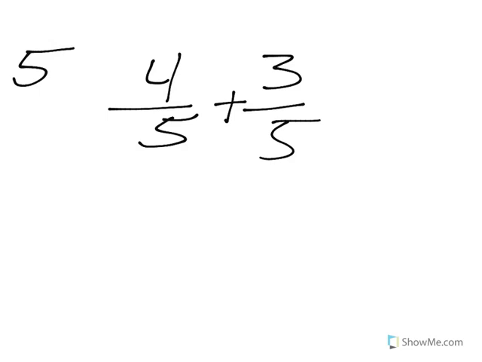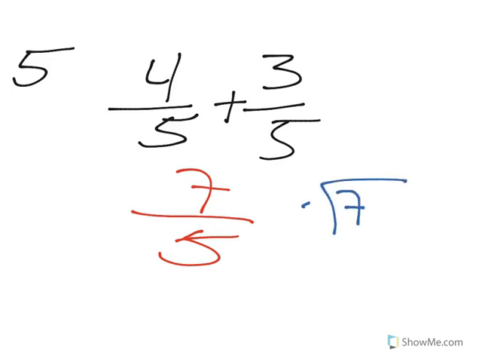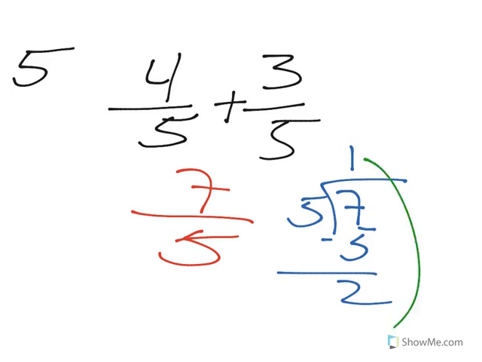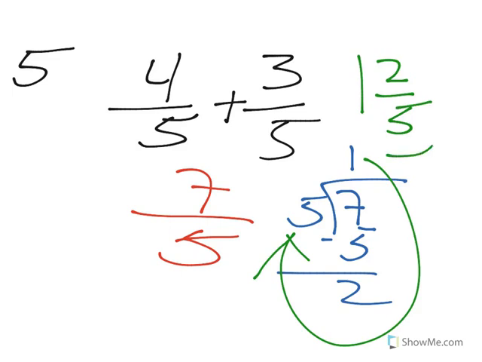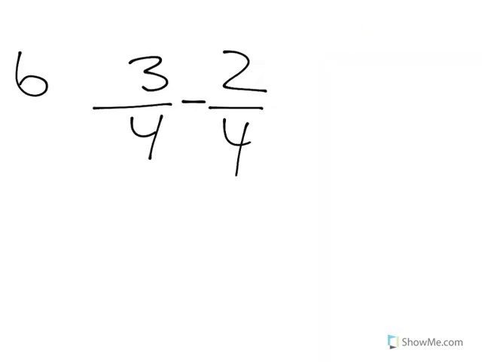Okay, number 5, I'm adding fractions. I have the same denominator, so I'm going to keep the denominator. I'm just going to add the numerators. 4 plus 3 is 7. 7/5 is correct, but it's an improper fraction, so I do have to divide it out. 5 goes into 7 one time. 1 times 5 is 5. Now that I'm done, I write it clockwise. 1 and 2/5 is the answer.